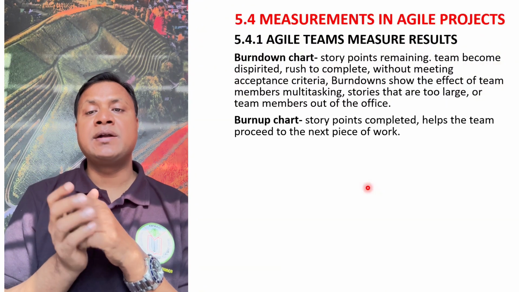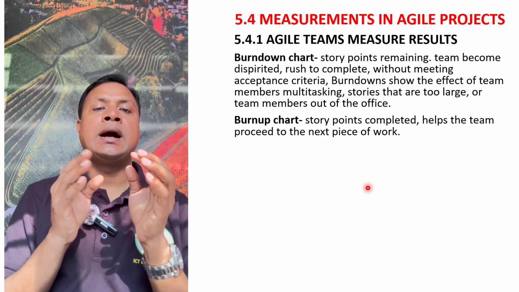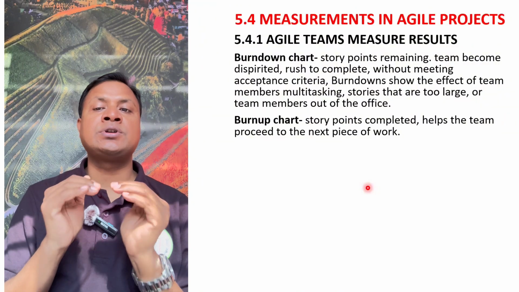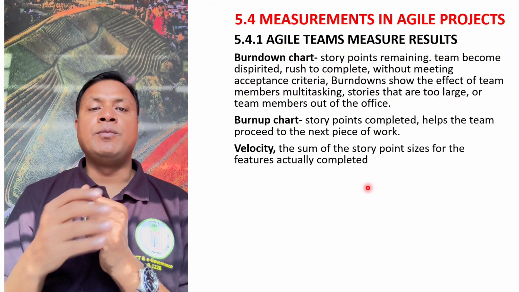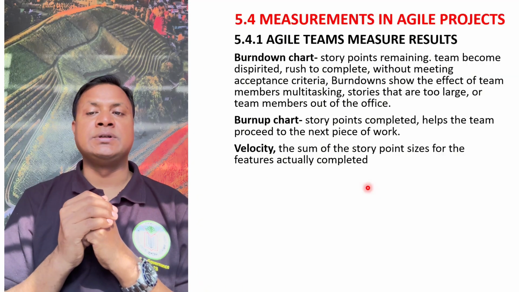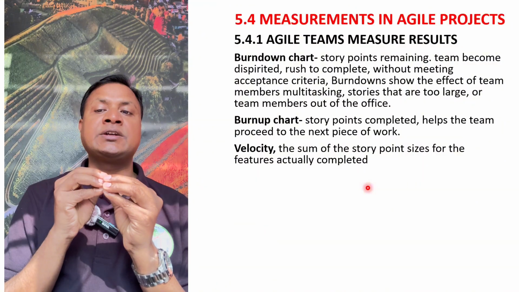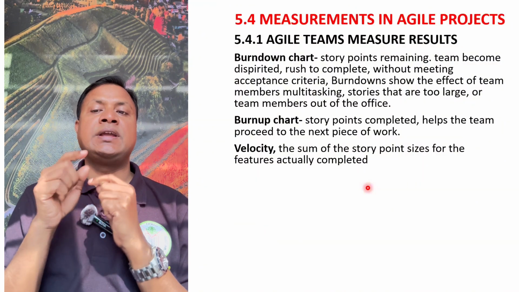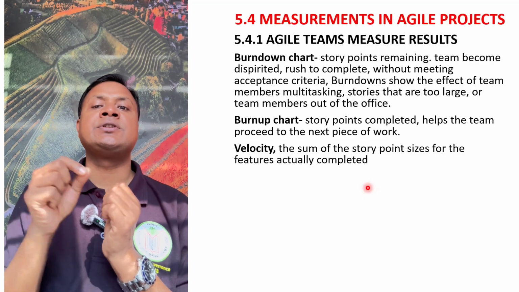On the other hand, the burn up chart shows story points completed. It shows how many stories you have completed already, so it helps the team proceed to the next piece of work. Then you should see the velocity. Velocity means the sum of the story point size for the features actually completed in each iteration. On average, how many stories you complete in each iteration is called the velocity.